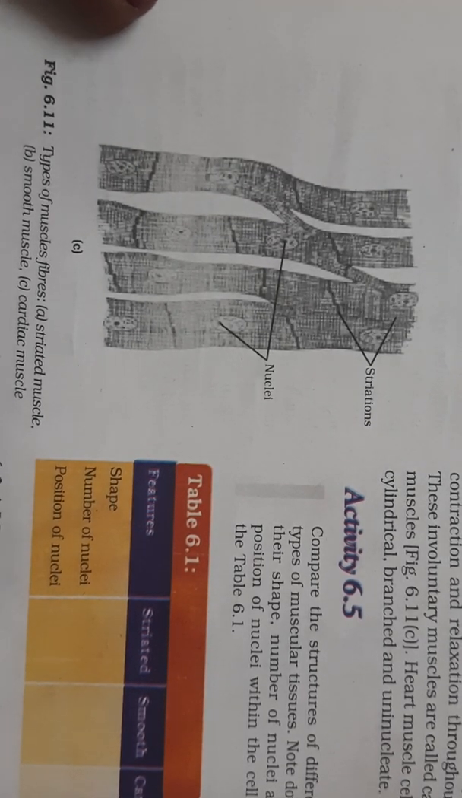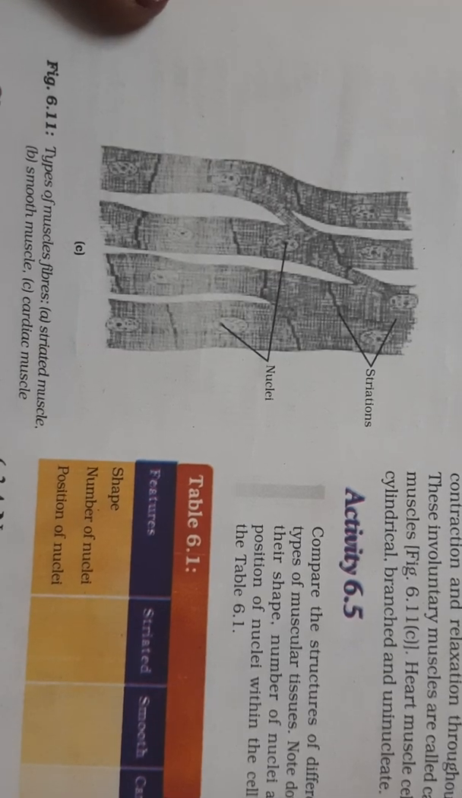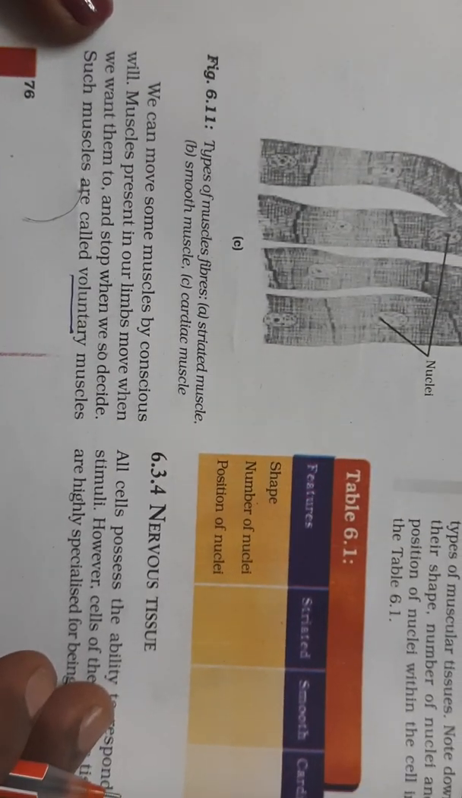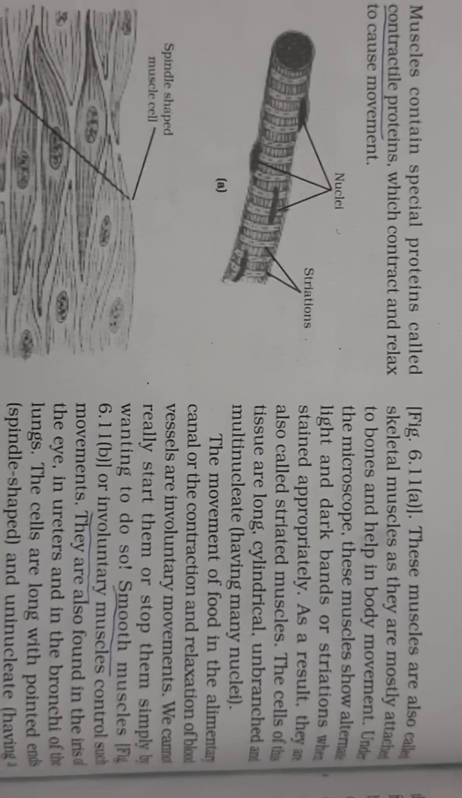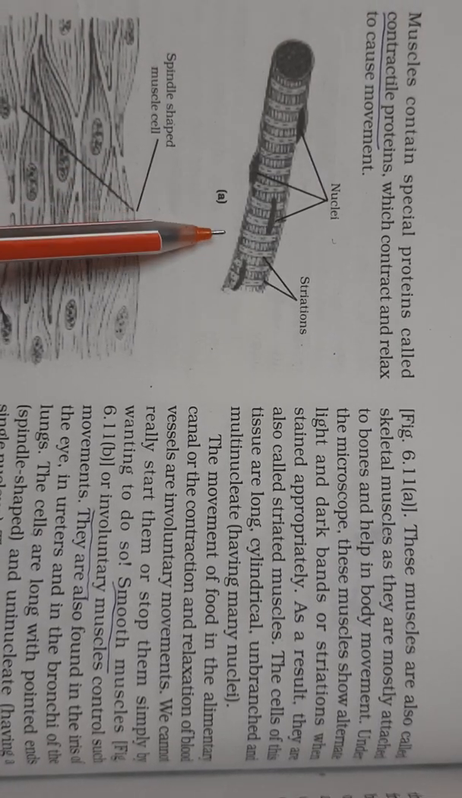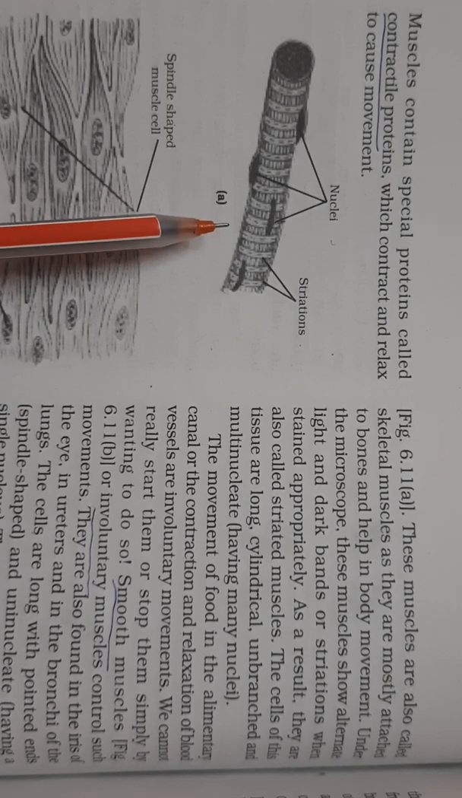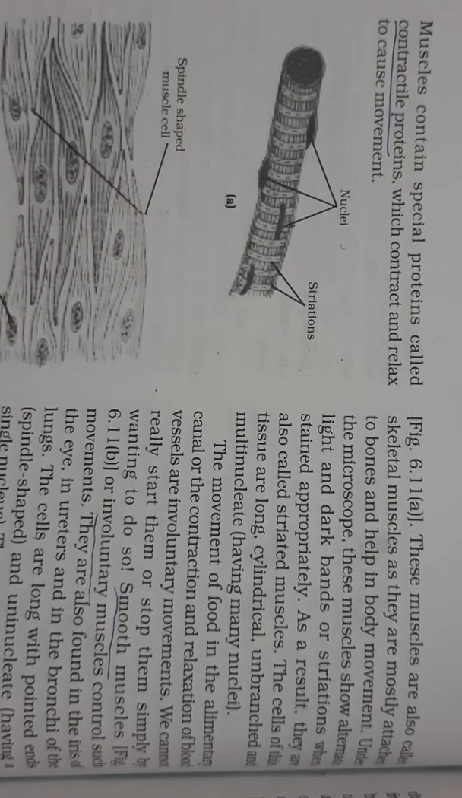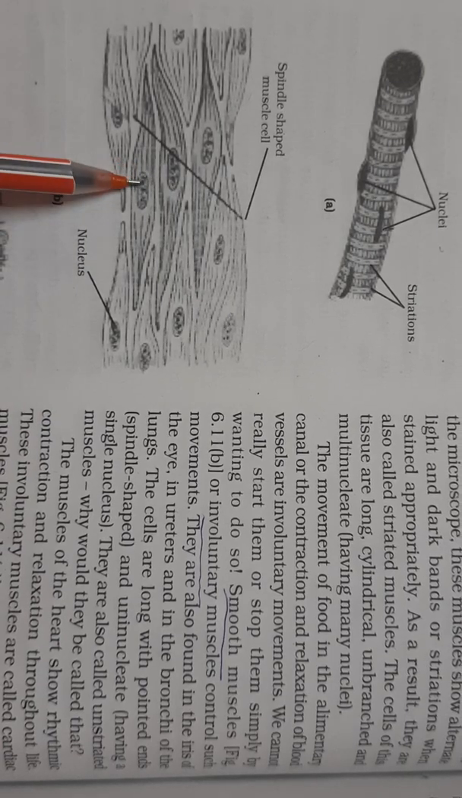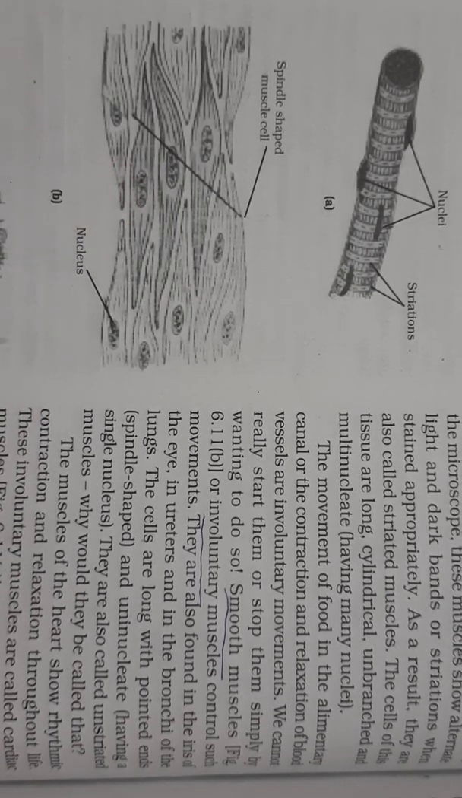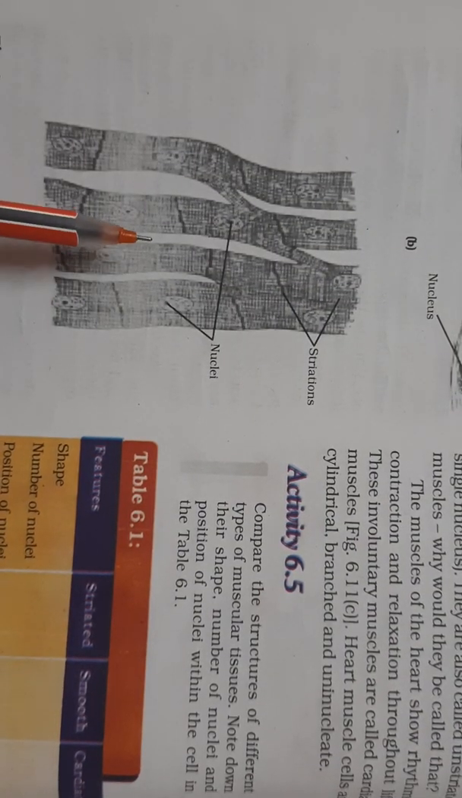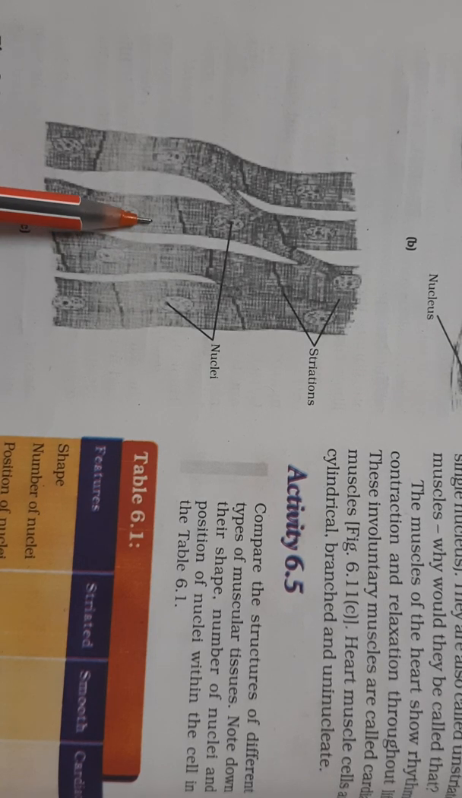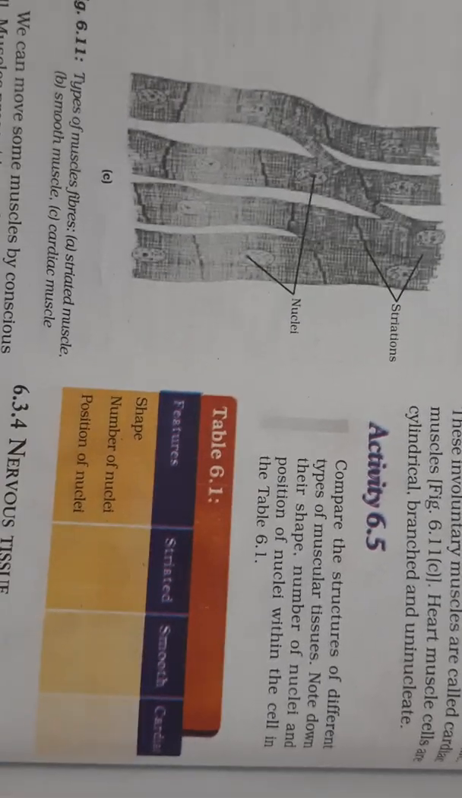What are they? First one is the voluntary muscles. Okay, voluntary muscles, they are also called skeletal muscles or striated muscles. The second one are the smooth muscles or involuntary muscles. That means they cannot be controlled by our own will. And the third one is the cardiac muscles, which are found in the heart. And these cardiac muscles are responsible for the contraction and relaxation of the heart. So I hope that this muscular tissue is clear to all of you.